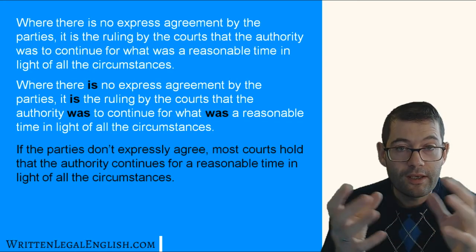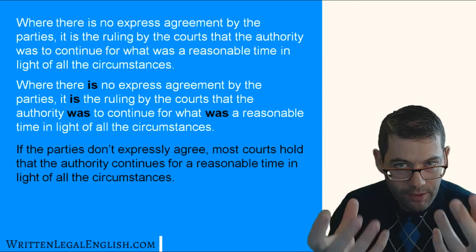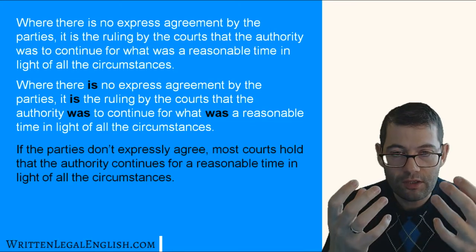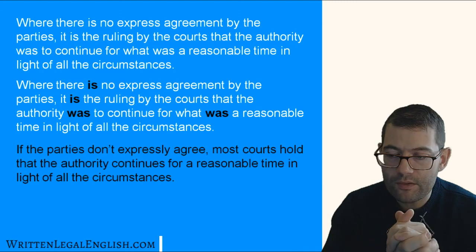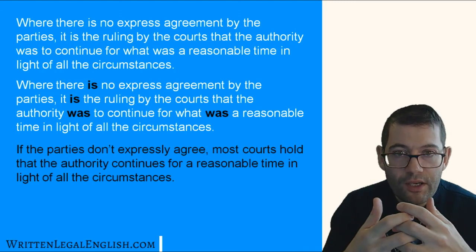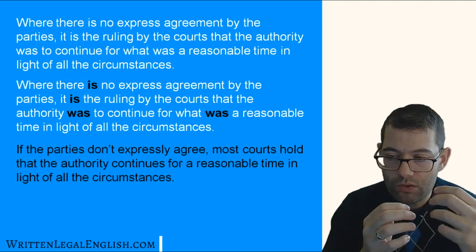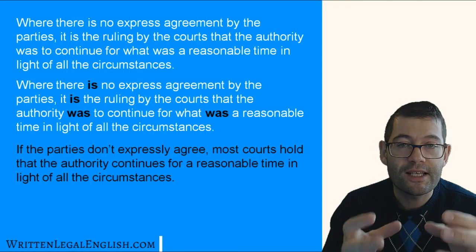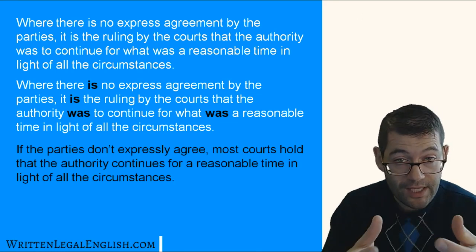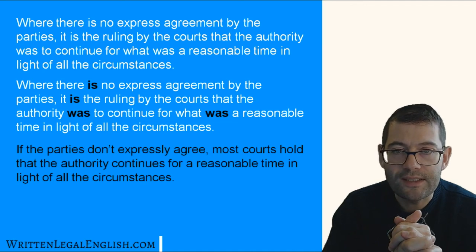So, with a quick redraft, by asking ourselves what's the main message here, we get rid of that difficult grammar structure with is, was, to, and get something which is a lot easier to understand. And of course, if we go back to our rules on sentences, where we say one point per clause, two clauses per sentence, that's exactly what we've got here with this conditional structure. If the parties don't expressly agree, that's our first clause. Most courts hold that the authority continues for a reasonable time in light of all of the circumstances. That's our second point in our second clause. And here we meet the rules for sentences as well.